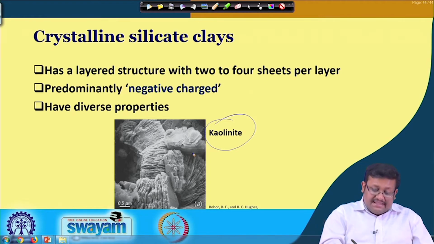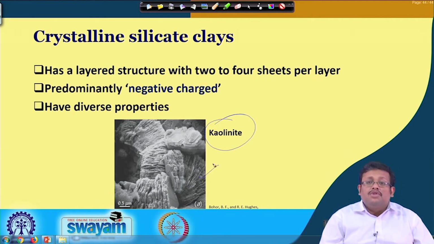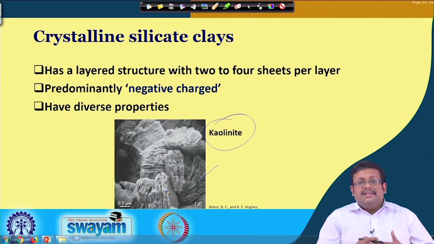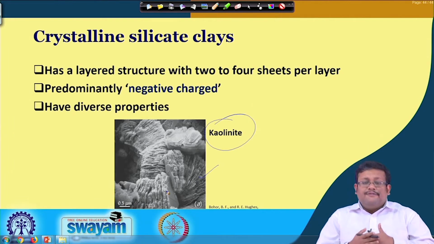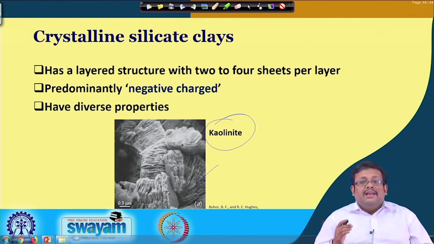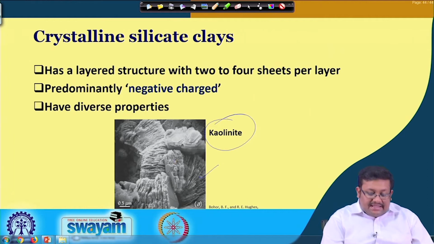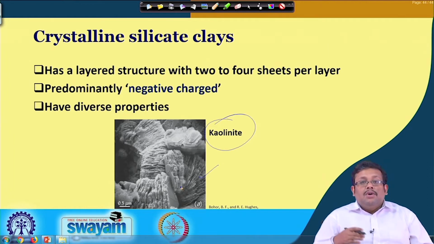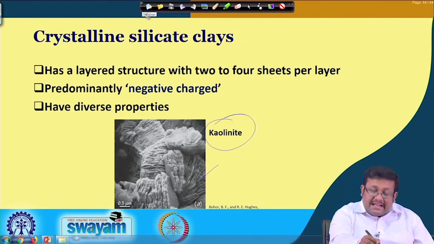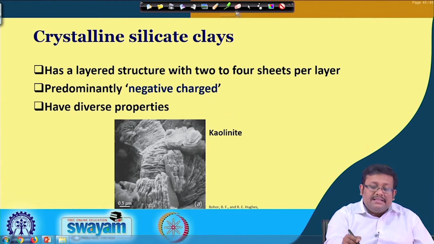So, this is the kaolinite structure under the electron microscope, and you will see they are made of sheet-like structures, hexagonal sheet-like structures. These hexagonal sheets are stacked upon each other to form the total silicate crystal. And remember that these crystalline silicates have a layered structure, as you can see here. These are individual layers, with 2 to 4 sheets per layer. We'll see the structure in detail.